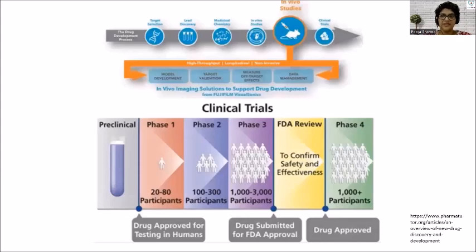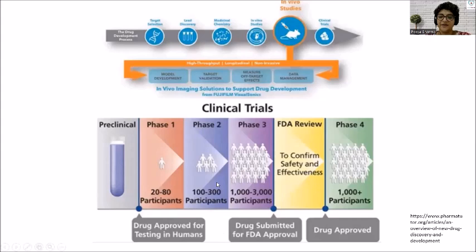We've already previously looked at this diagram of the drug development process, from target selection, lead discovery, and medicinal chemistry, to animal studies, to clinical trials. There are preclinical studies, then phase 1 clinical trials, which look at safety of the drugs, do no harm, primum non nocere, with around 20 to 80 participants. Phase 2 clinical trials look at safety and efficacy of the drug, with 100 to 300 participants.